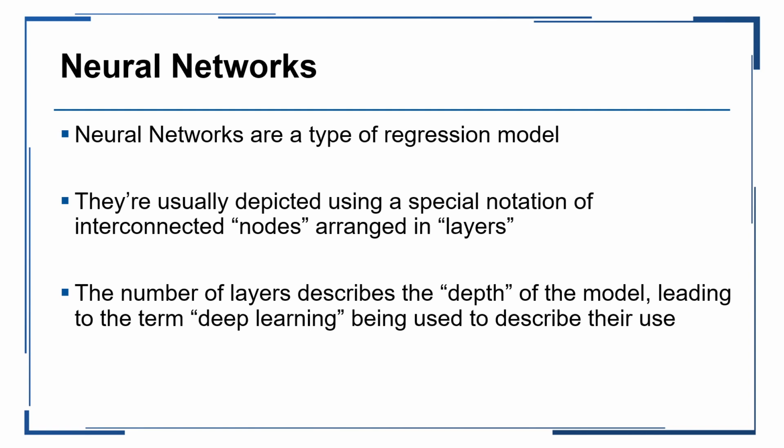They're usually depicted using a notation of interconnected nodes, which we will look at later, and these nodes are arranged in layers, with the number of layers describing the depth of the model. This has led to the term deep learning being used to describe areas where they are applied.